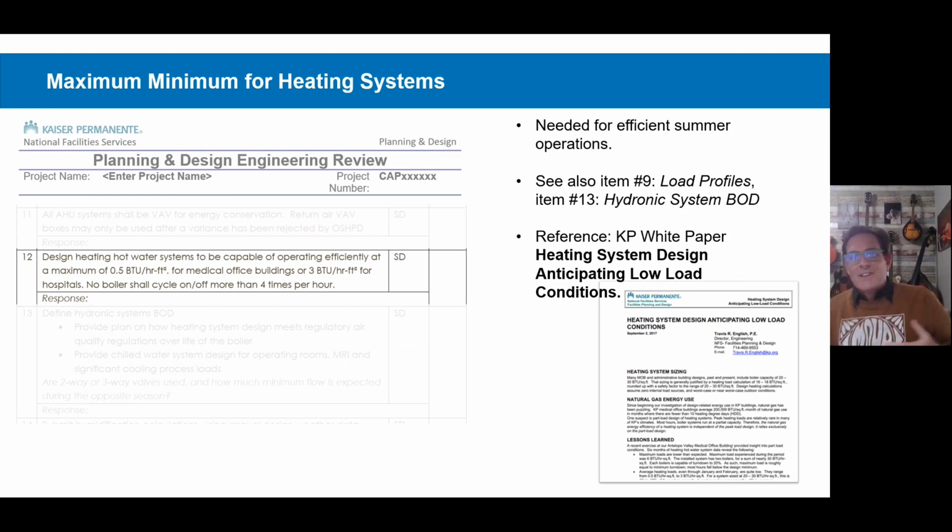Maximum minimum heating sizing. This is a weird word for a weird concept, and it is particularly problematic. We did a white paper on this back in 2013, updated it in 2017. For heating systems at low load condition, it's a recurring problem in the portfolio. Basically, the heating systems need to be able to turn down to a very low load condition. So 10 to 1 or 20 to 1 is not nearly enough. Really, if you read the paper, like in MOBs, you should be turning down to about 0.1 BTU per square foot. We check it at 0.5 BTU per square foot, so we'll reject your design if it can't turn down to 0.5 BTU per square foot. So make sure that you're addressing this.